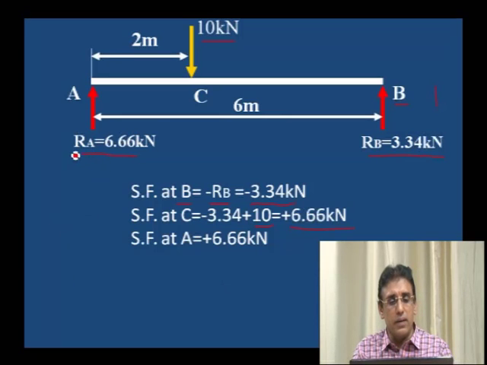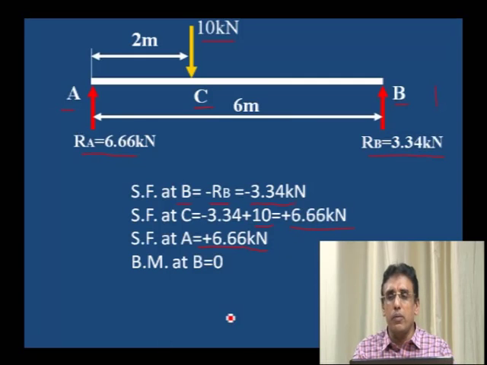Shear force at A: no further load is added between A and C. If any other load is added, then we have to add it to the previous value of shear force. Now no further load is added, therefore shear force at A is equal to 6.66 kilonewton. We have calculated the shear force at 3 points: the A point and B point, as well as the point where the point load is acting.